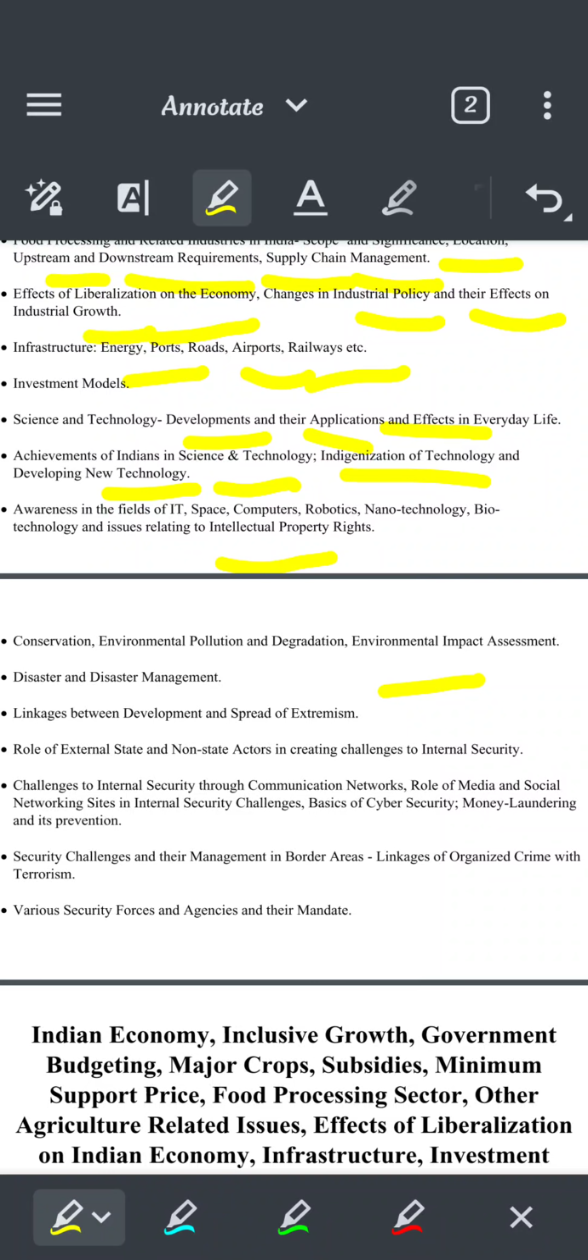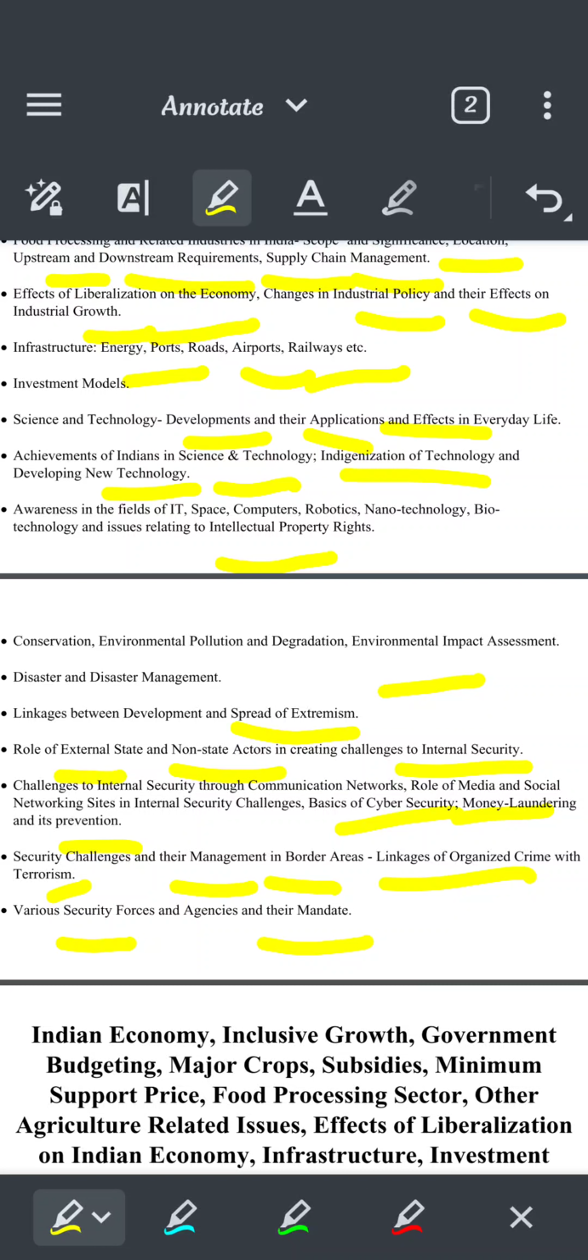So next is the linkages between development and spread of extremism, role of external state and non-state actors in creating challenges to internal security through communication networks, role of media and social networking sites in internal security challenges, basics of cyber technology, money laundering and its prevention, you have to study. Next is security challenges and their management in border areas, linkages of organized crime with terrorism, and also the various security forces and agencies and their mandate.